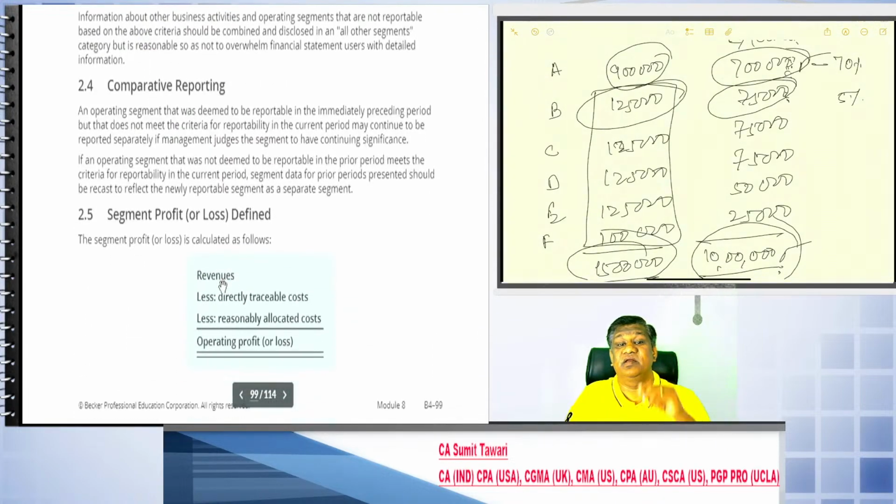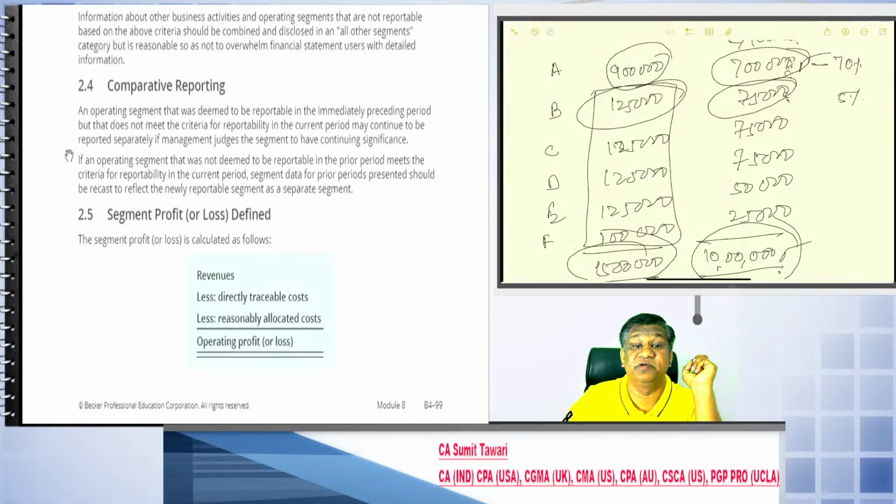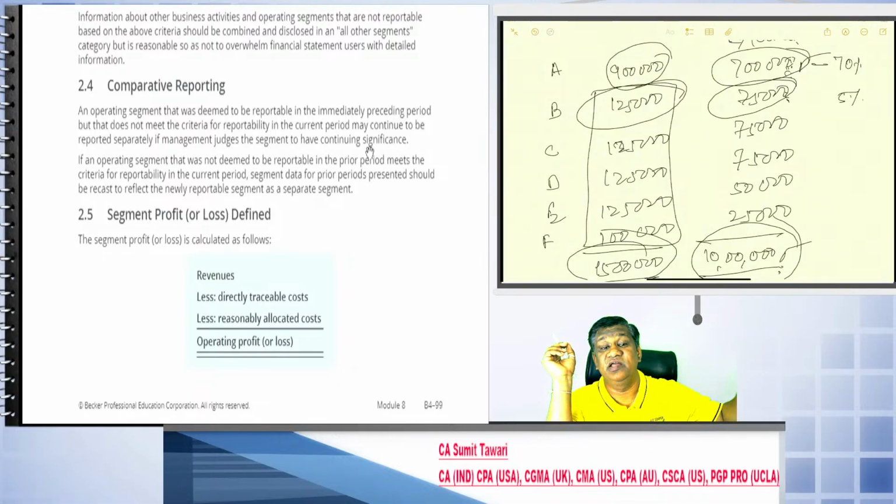Then comparative reporting. An operating segment that was deemed to be reportable in the immediately preceding period, but that does not meet the criteria for reportability in the current period, may continue to report separately if the management judges the segment to have a continuing significance. For a particular year, if the 10% criteria is not met, still you need to report because you reported in the last year.